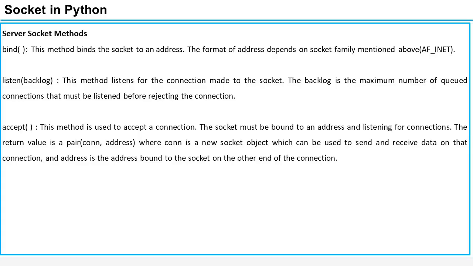Accept. This method is used to accept a connection. The socket must be bound to an address and listening for connections. The return value is a pair where conn is a new socket object which can be used to send and receive data on that particular connection, and address is the address bound to the socket on the other end of the connection.